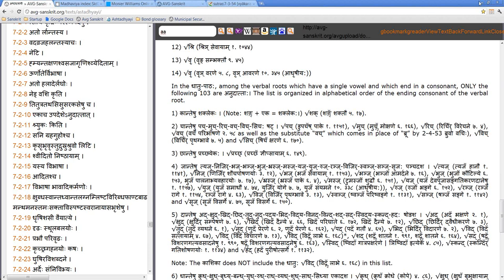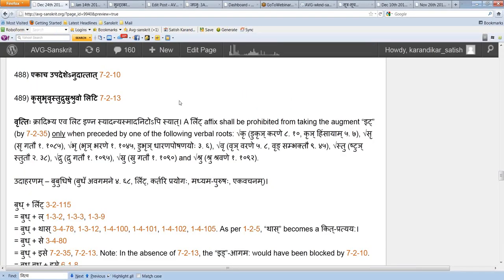Now, let's continue. So this was 7 to 10. Ekach upadesha anudatta. As I mentioned to you, in lit prayoga, where you are talking about mostly third person, we will not need this. Why? The pratyaya is not valadi anyway. Even if it is valadi, we have a special sutram which says that krisru bhru stu dru sru shruvo liti. Look at the number 7 to 13.